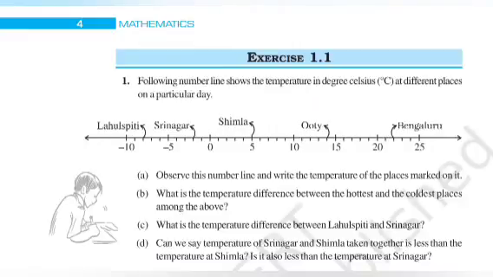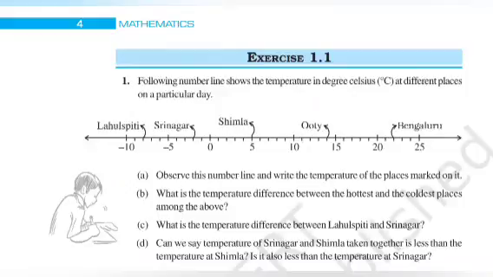Now we will solve one exercise. The following numbers show the temperature in degrees Celsius at different places like Lahul Spiti, Srinagar, Shimla, Ooty and Bangalore. On the number line, this temperature has been shown. So we have to observe this number line and write the temperature of the place marked on it. So we have to make a chart.